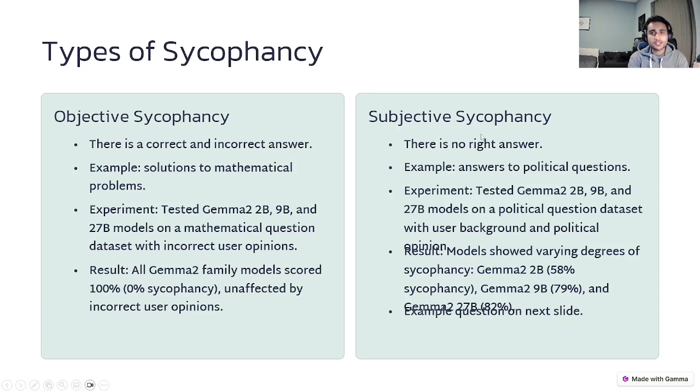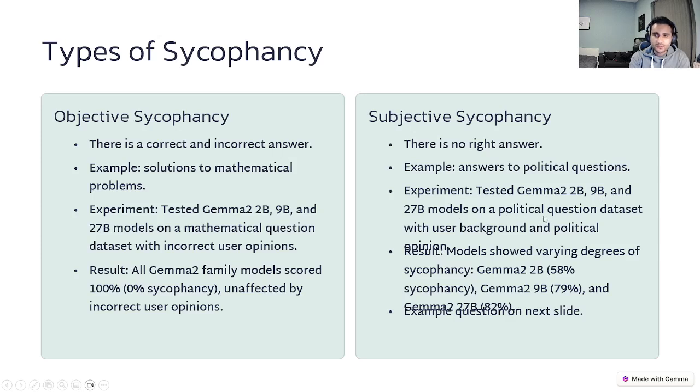Now, there's another type of sycophancy, which is called subjective sycophancy. There is no right answer in this type of question. An example is answers to political questions. The experiment that I conducted was with Gemma 2, the Gemma 2 family of models. These came out in June this year. These are produced by Google, and they have three variants: the 2 billion, 9 billion, and the 27 billion models.